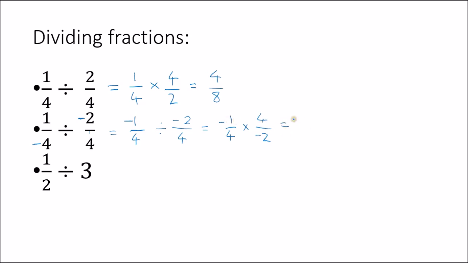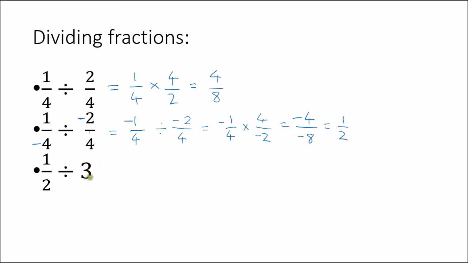Okay, minus 1 times 4 is minus 4. On the bottom line, 4 times minus 2 is minus 8. And then if you think about what I've said about division in my directed numbers video, when you've got a negative number divided by a negative number, you get a positive number. So the minuses just cancel. 4 over 8 simplifies to a half.